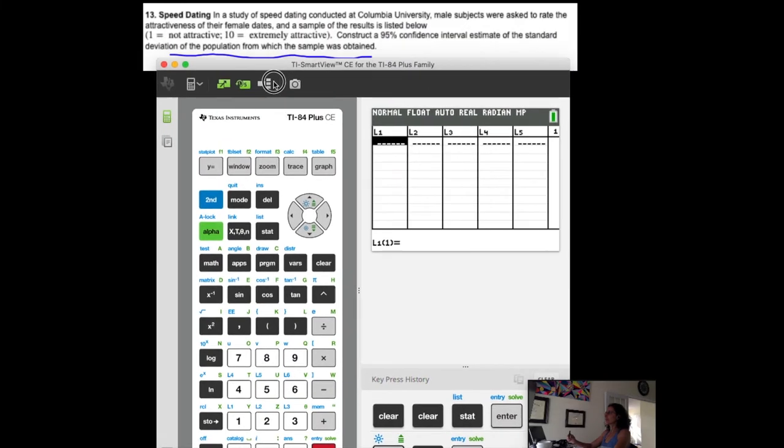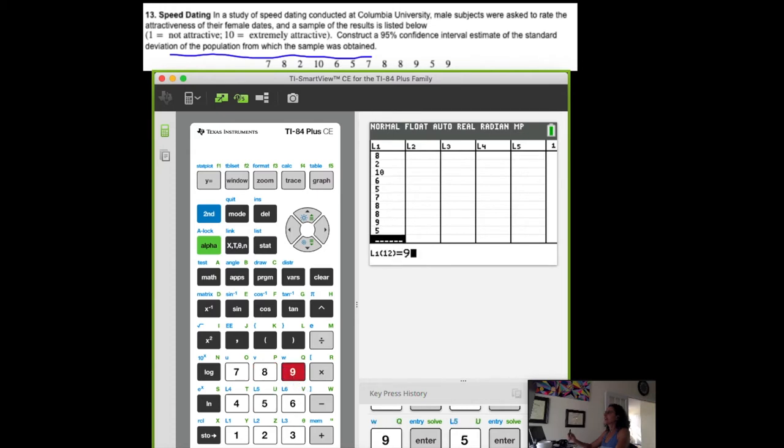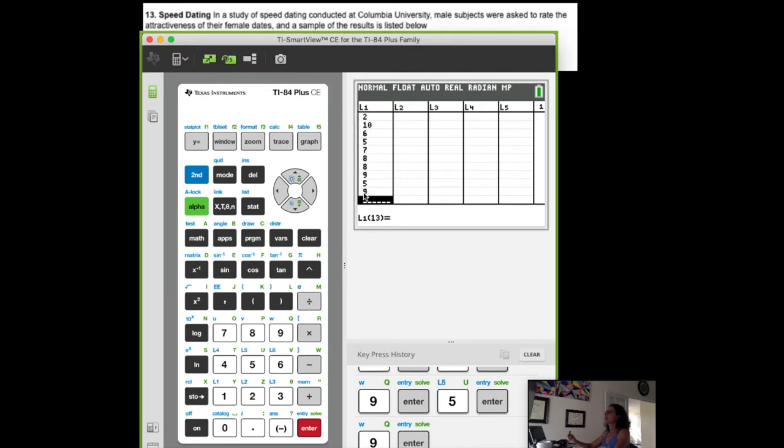So let's put these numbers in. 7, enter, 8, enter, 2, enter, 10, 6, 5, 7, 8, 9, 5, 9. So just to verify, 1, 2, 3, 4, 5, 6, 7, 8, 9, 10, 11, 12. I should have 12 numbers here, which I do. The next one would be the 13th.